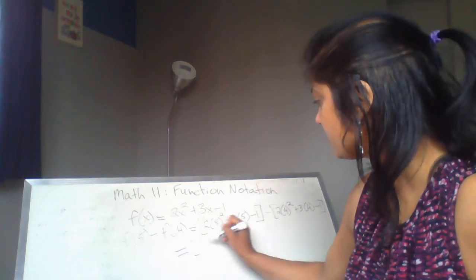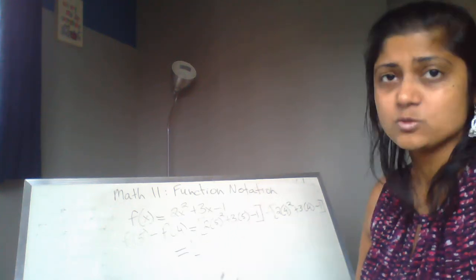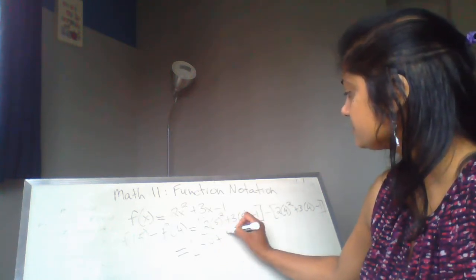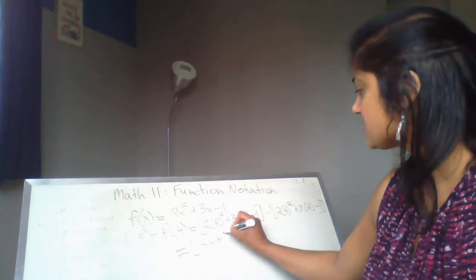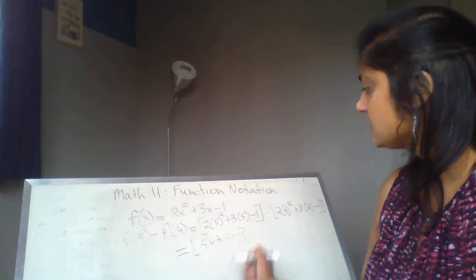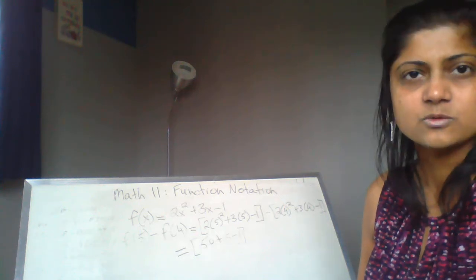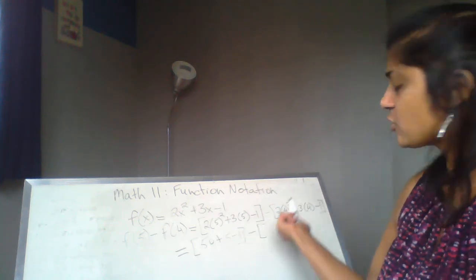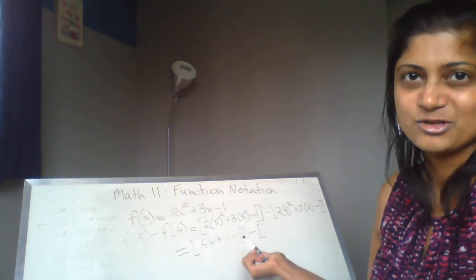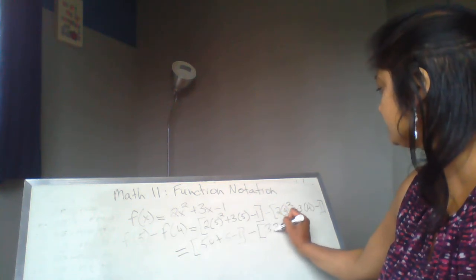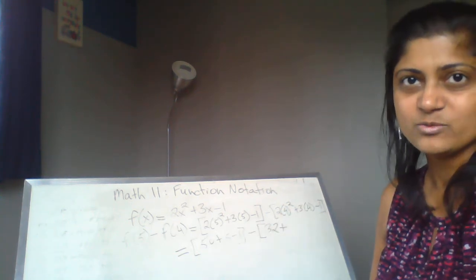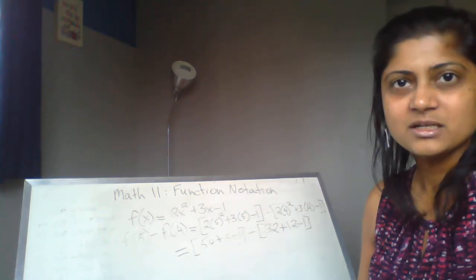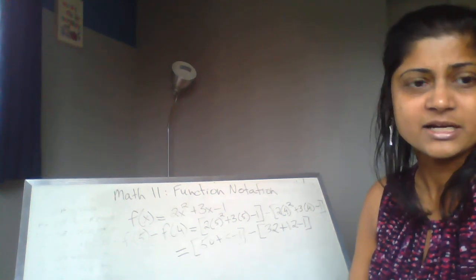So let's simplify inside the brackets. This is 5 squared, which is 25. 25 times 2, so 50. 3 times 5 is 15, so plus 15, minus 1. I'm still going to keep the square brackets, just so we don't get confused here. So minus 4 squared, so 16, and we're going to do 16 times 2, so 32. Plus 3 times 4, which is 12, minus 1.